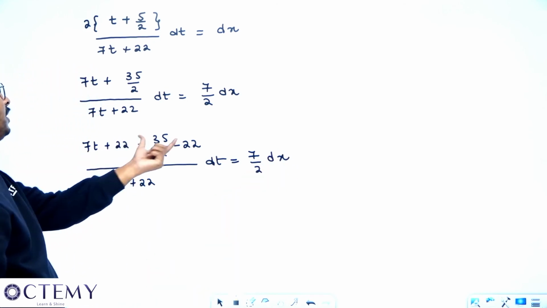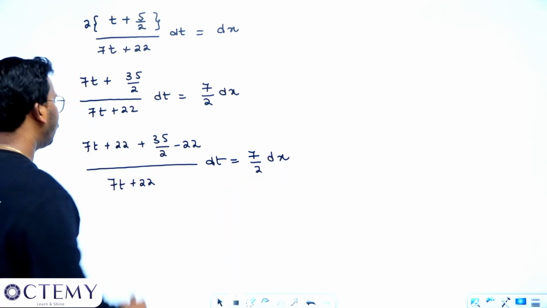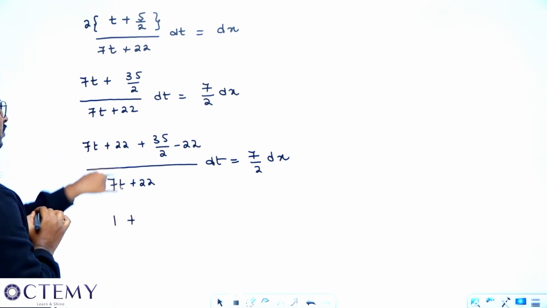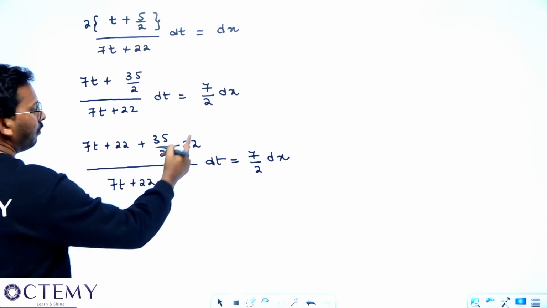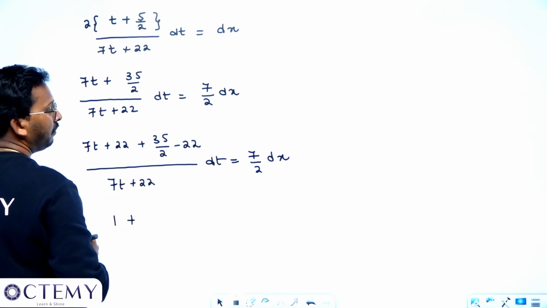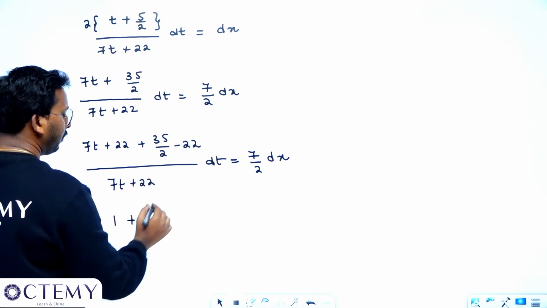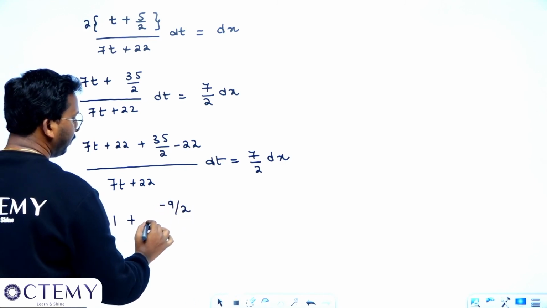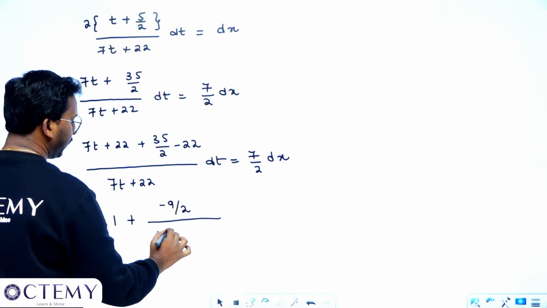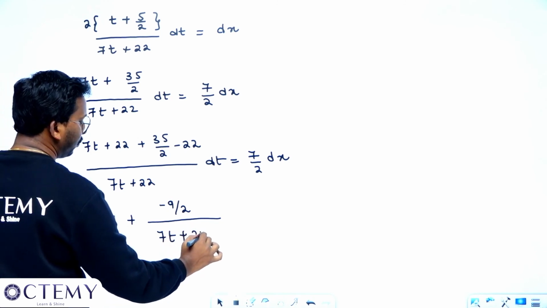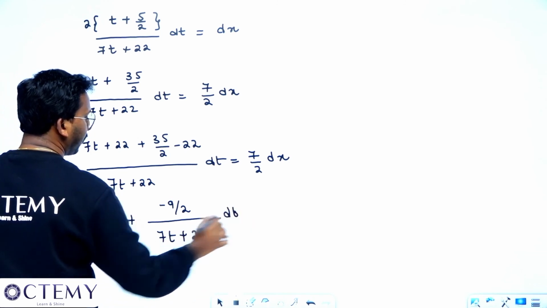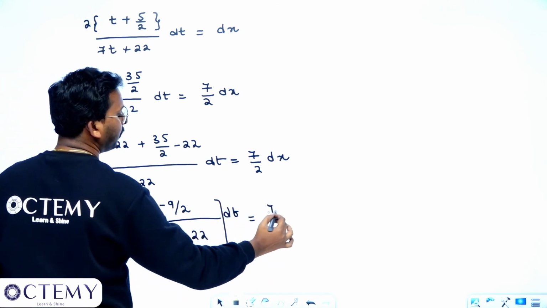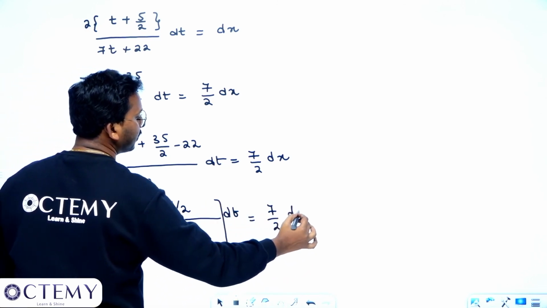I just added a plus 22 and minus 22. So see, sir, what will this become? This will become 1 plus, because 7t plus 22 cancels with 7t plus 22. And this will become 35 minus 44, so it will become minus 9 by 2, divided by 7t plus 22, dt. All of this dt is there, is equal to 7 by 2 dx.